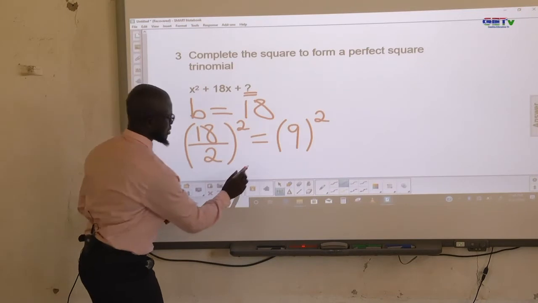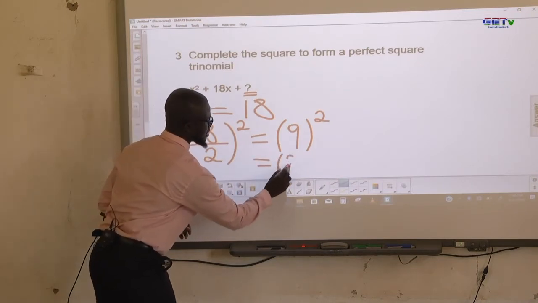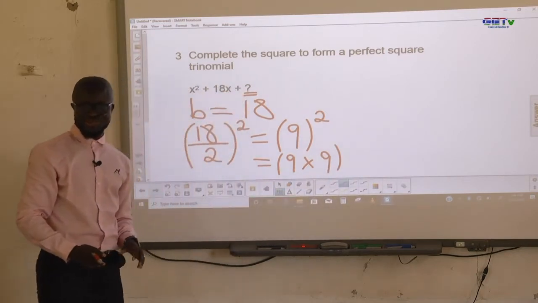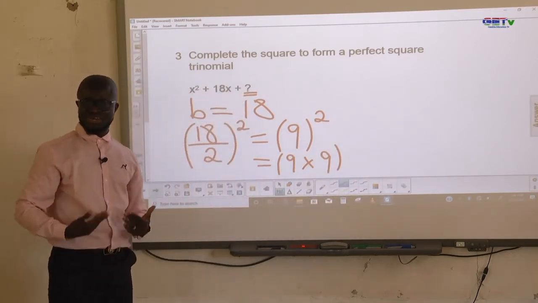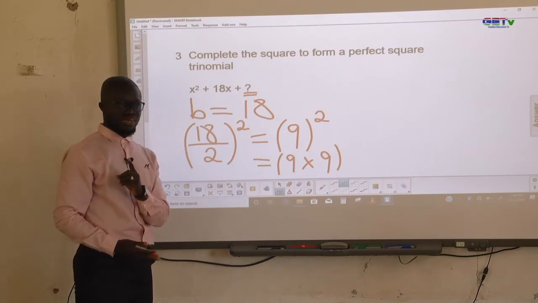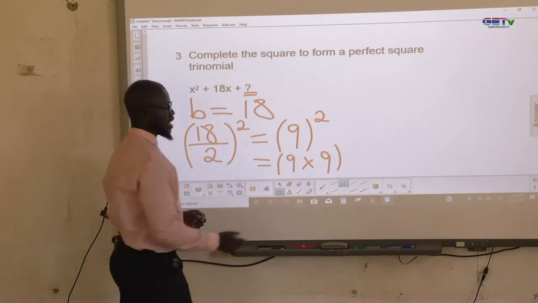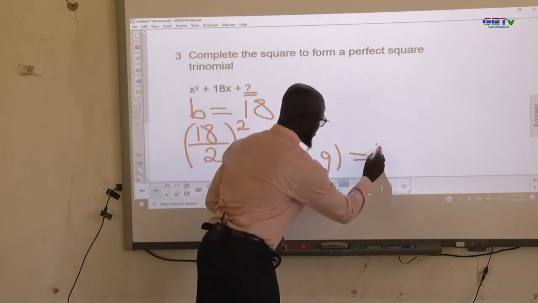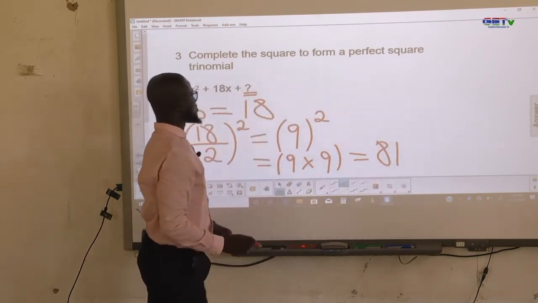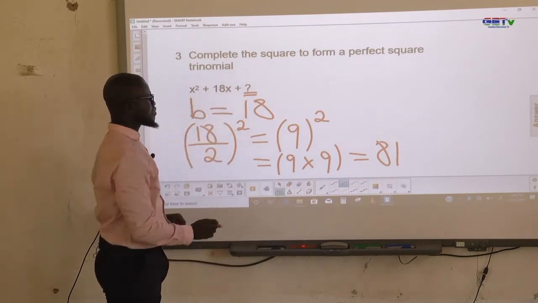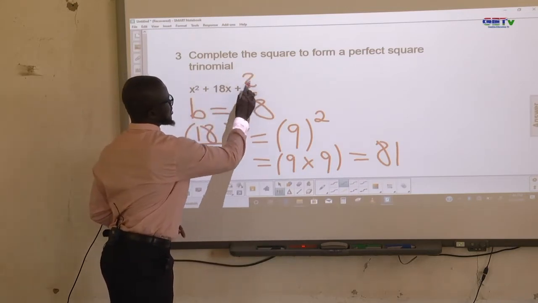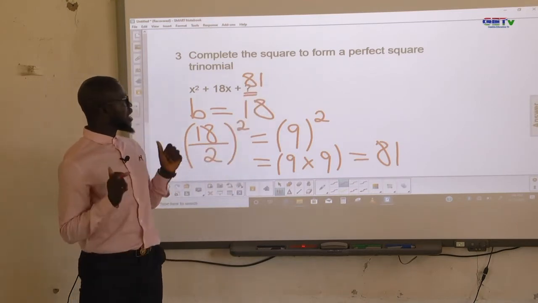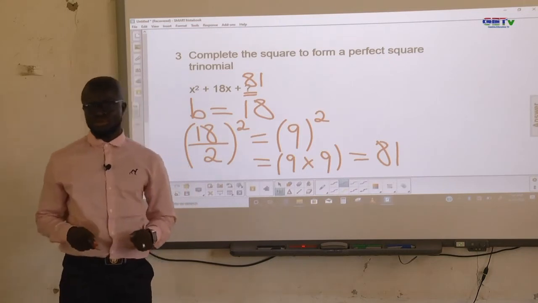9 squared is the same as 9 times 9. I don't think you will forget this anymore, because we have been doing it over and over. Very important. Don't take it light. And what is 9 times 9? The result is 81. So the correct answer for the space provided with the question mark is 81. Then 81 makes the expression a perfect square trinomial.